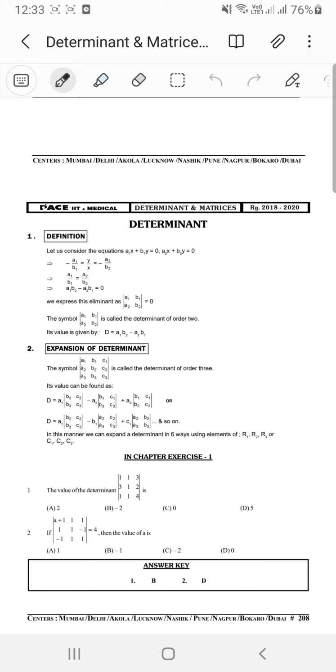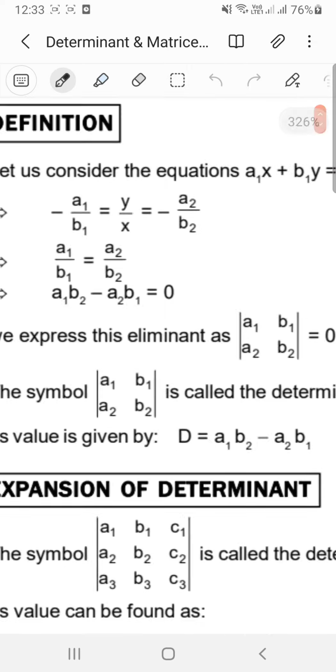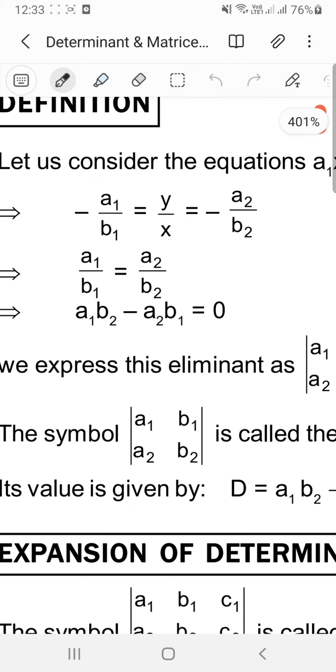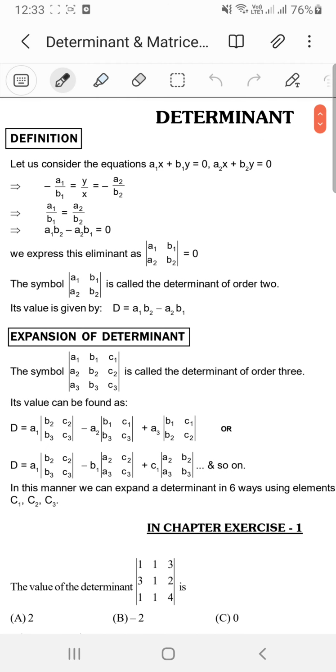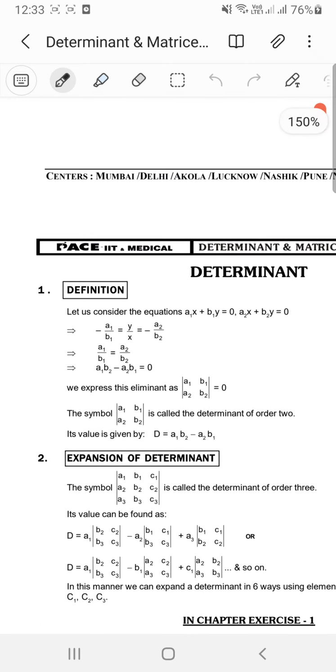So we express this, basically this expression a1 b2 minus a2 b1, that's what they are calling the determinant. So this is called the determinant of order 2. Its value is given by this thing. Okay, so that's the definition. I mean, it's not supposed to be like that.